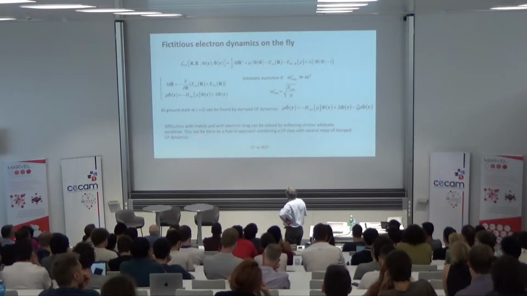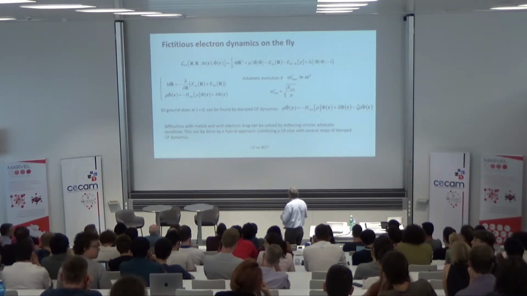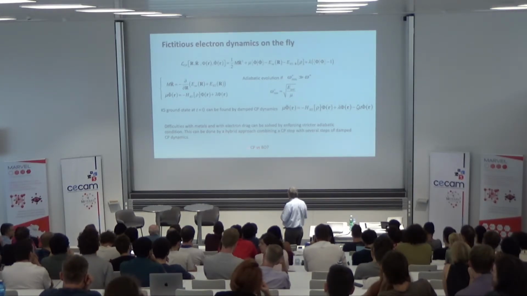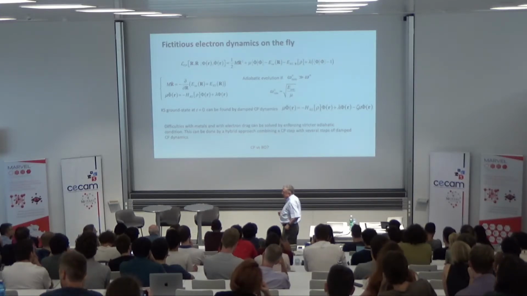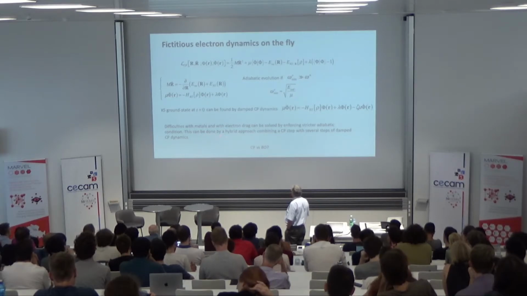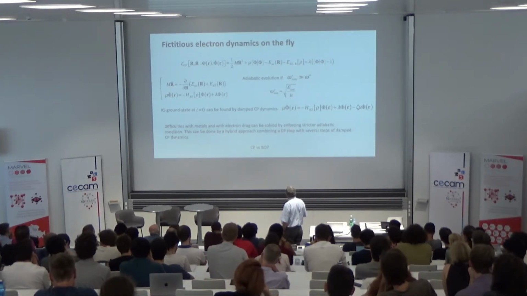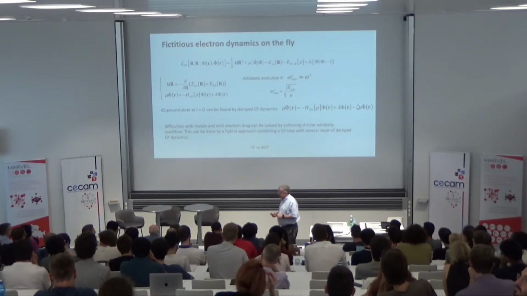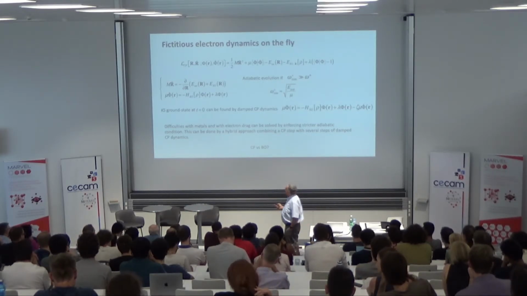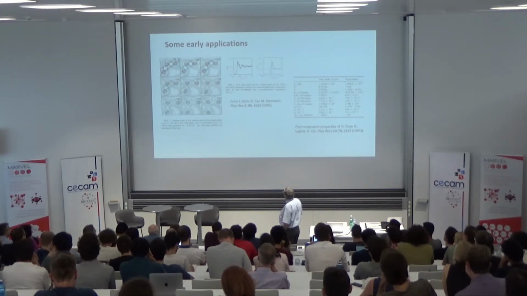So this led to the dichotomy CP versus BO, but there is no real dichotomy because it can be simply solved by a hybrid approach, in which one combines a CP step with several steps of damped dynamics to keep the system always sufficiently close to the electronic ground state. This is just to show some early applications.